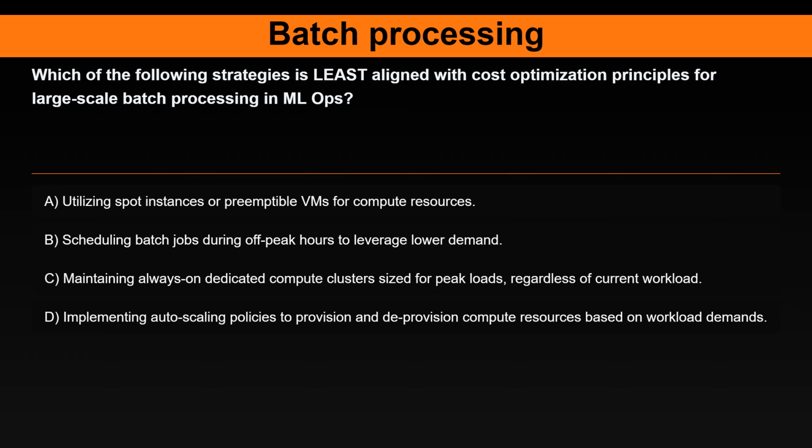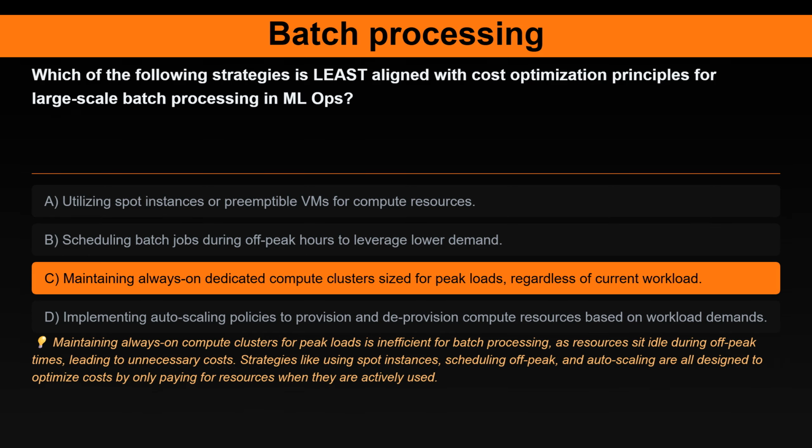Question 17. Which of the following strategies is least aligned with cost optimization principles for large-scale batch processing in MLOps? Option A, utilizing spot instances or preemptible VMs for compute resources. Option B, scheduling batch jobs during off-peak hours to leverage lower demand. Option C, maintaining always-on dedicated compute clusters sized for peak loads, regardless of current workload. Option D, implementing auto-scaling policies to provision and deprovision compute resources based on workload demands.